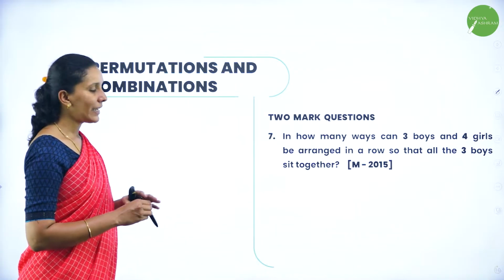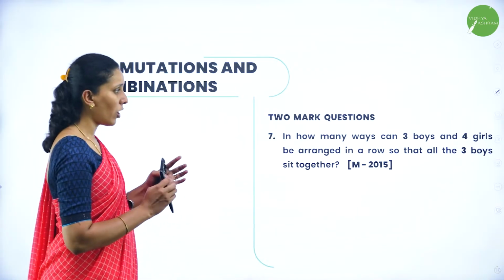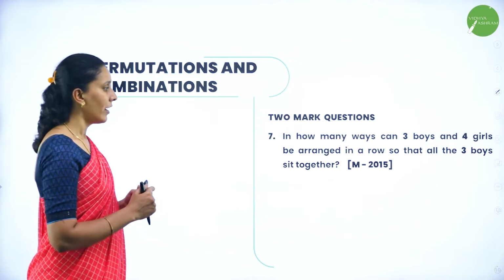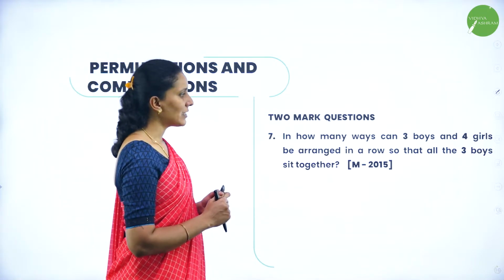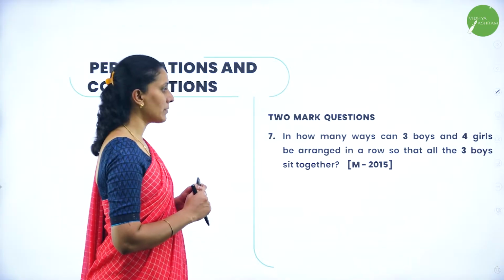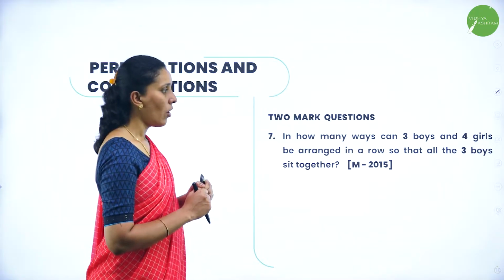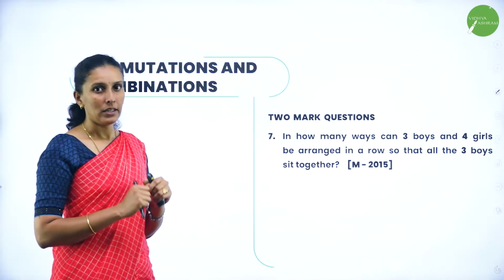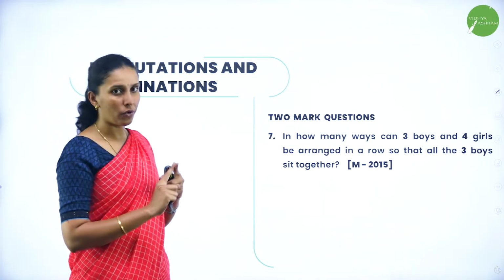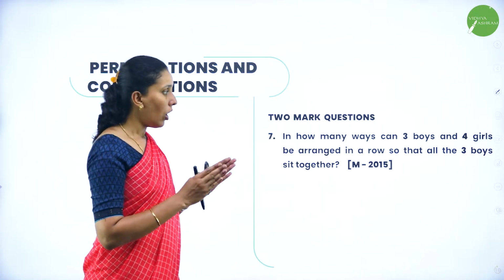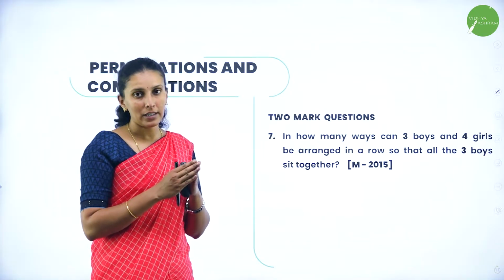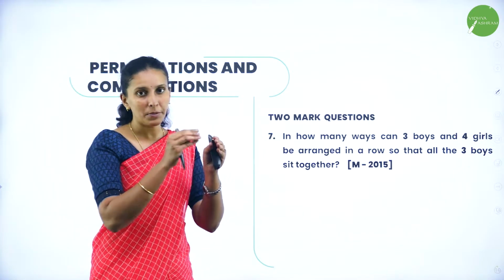Next, we will see the 2-mark questions. So what kind of 2-mark questions can you get? In how many ways can 3 boys and 4 girls be arranged in a row such that all the 3 boys sit together? So we have 3 boys and 4 girls. The condition is that all the 3 boys should sit together. That means we can't put girls between the boys.